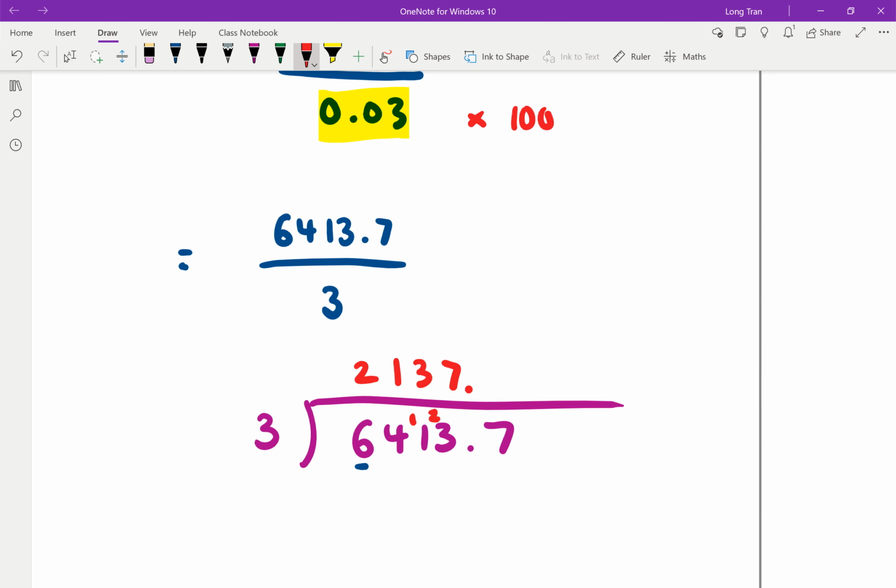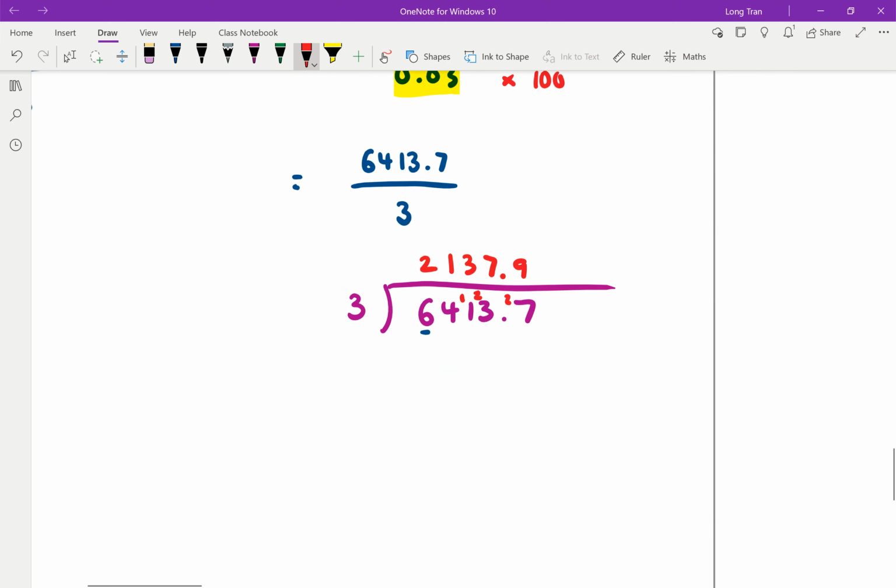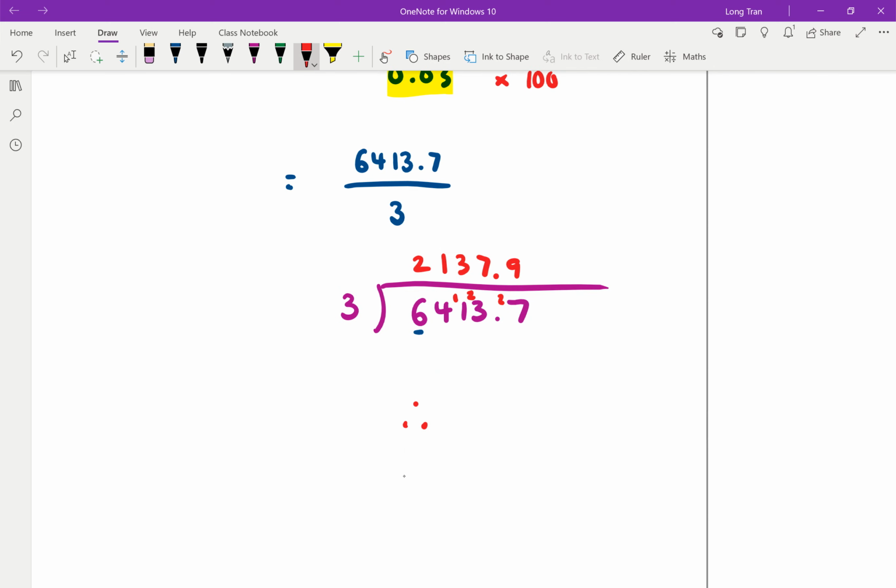Remember, don't forget the decimal point. Carry the 2 over to the next column. How many 3's fit into 27? It fits in 9 times. That's why I know the answer is 2,137.9.